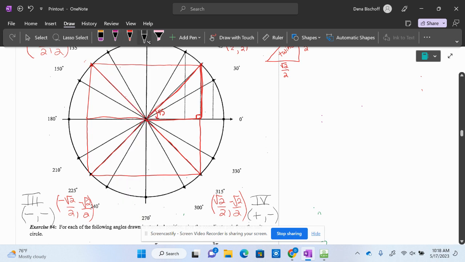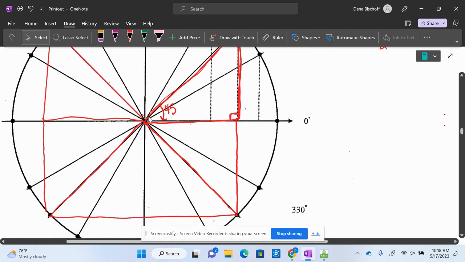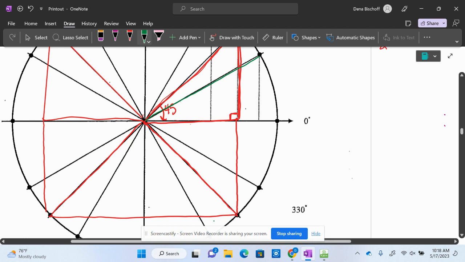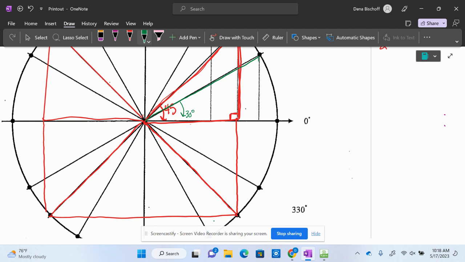So when we have that 30 degree, I'm going to make this a little bit bigger so we can see it. So that means that this angle right here is 30 degrees. This is what I'm talking about. That's my 30-degree angle. Okay.